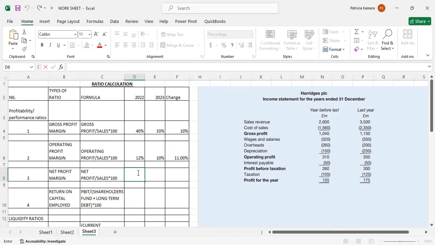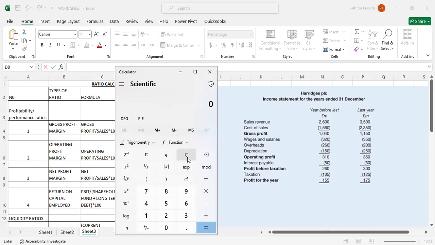So net profit margin, the same thing applies. Net profit is the same as profit after tax, okay? Profit after tax or profit for the year, whichever you come across, it means the same thing. So to do that, we will find the profit for the year, 155 divided by the sales figure.